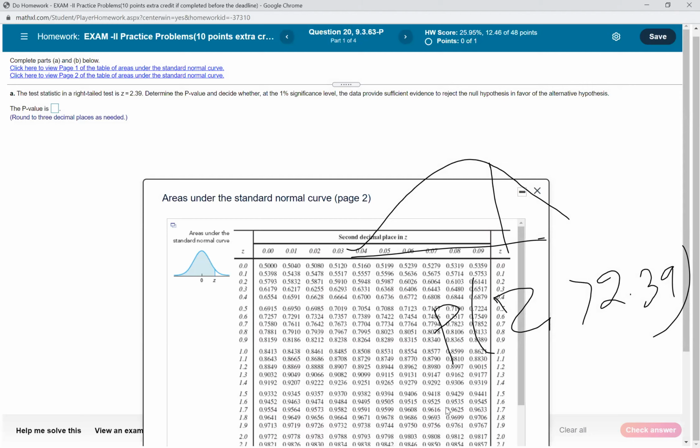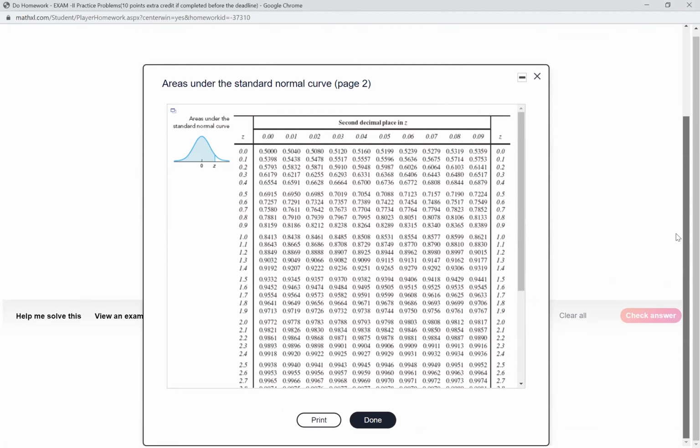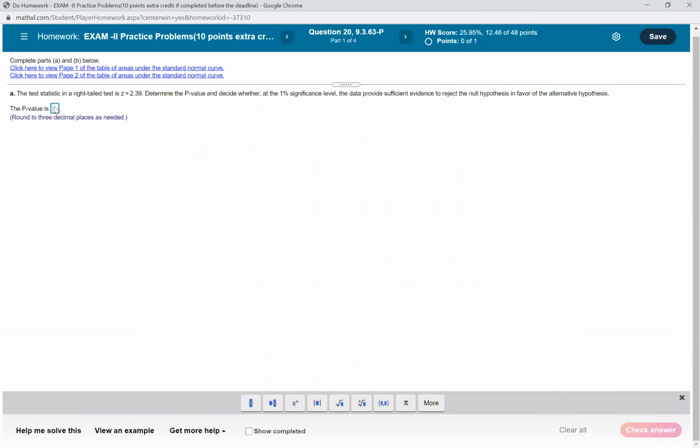Let me clear the drawings. 2.39. So this is 2.3 and 9 is the last column. So 2.39 is 0.9916. And we are finding the probability greater than, so it will be 1 minus 0.9916. So this is actually 0.0084. So the p-value rounded to 3 decimal places is 0.008.